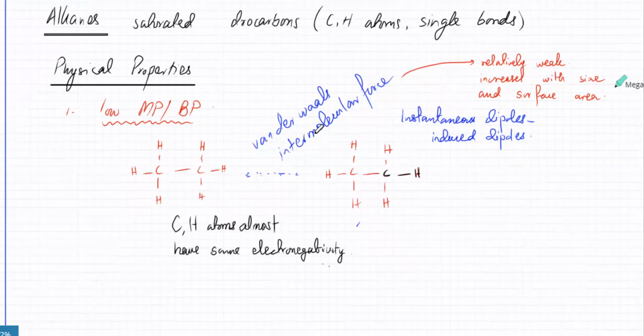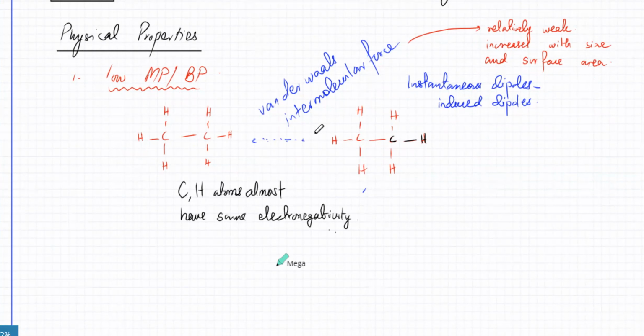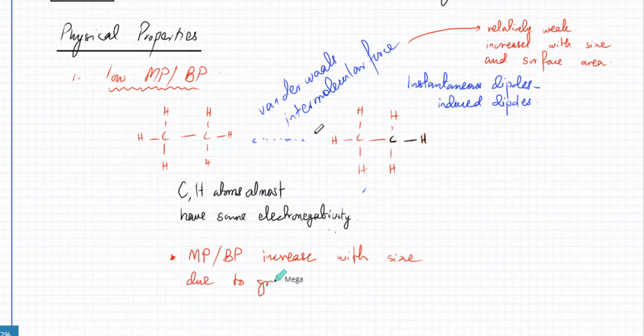So they do have low melting and boiling points, but the melting and boiling points increase with size. So remember this, that melting and boiling points are going to increase with size, as you're going to have more van der Waals forces. Bigger molecules will have more fluctuating dipoles because they've got more electrons. So they increase with size due to greater van der Waals forces.